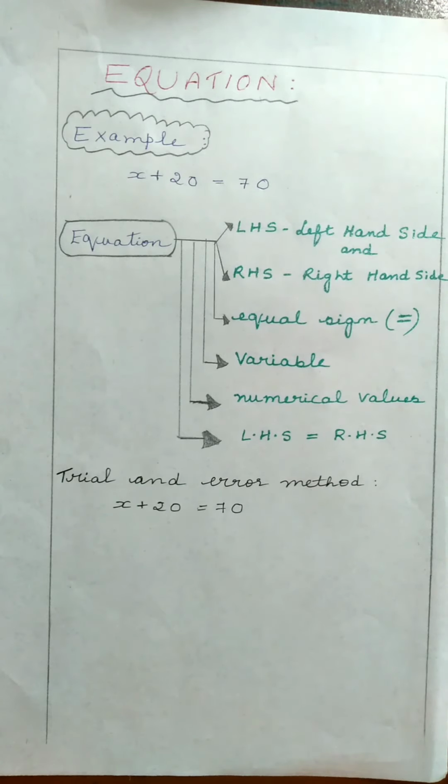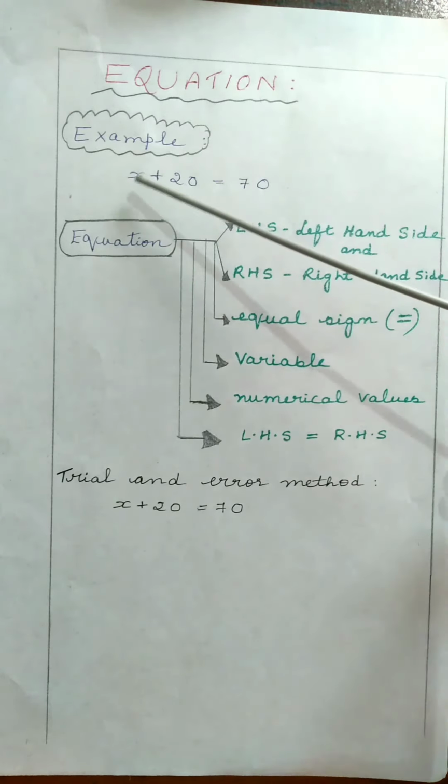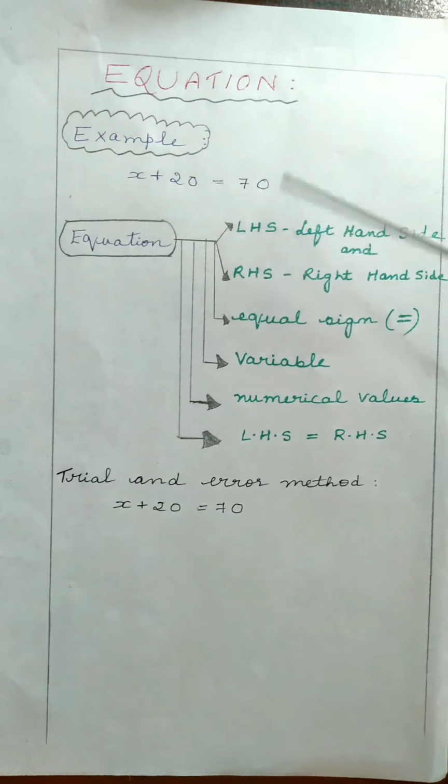So children, consider the example given here. x + 20 = 70. We know that x is the variable and 20 and 70 are the numbers or numerical values. Then what is this equation?